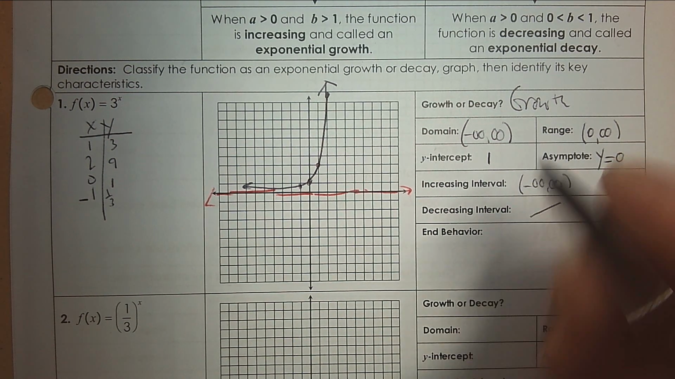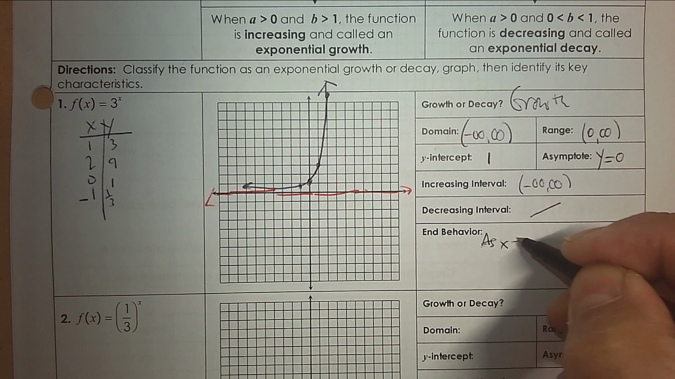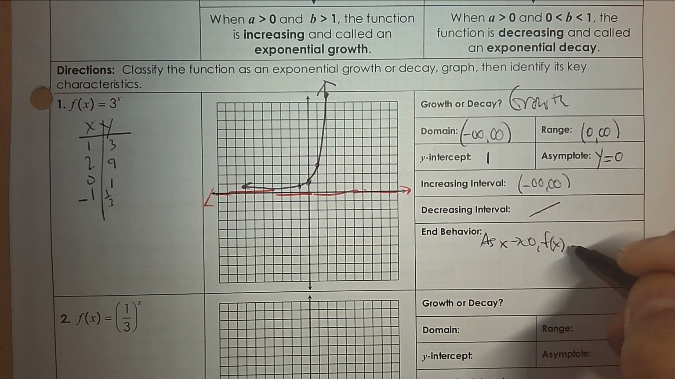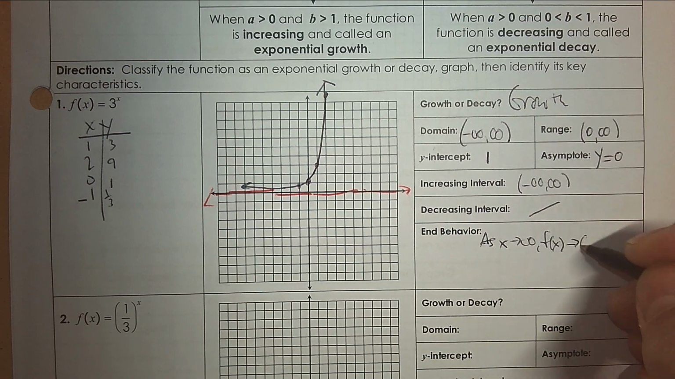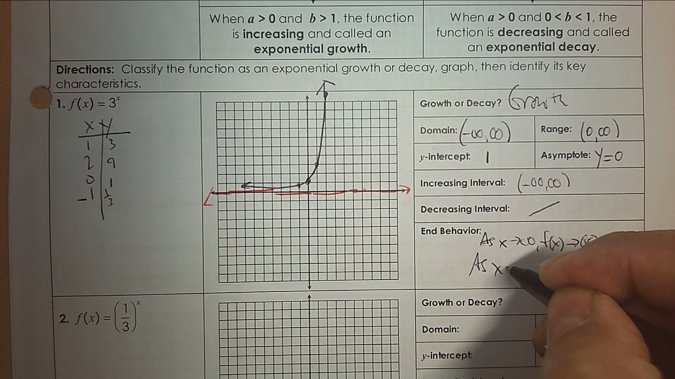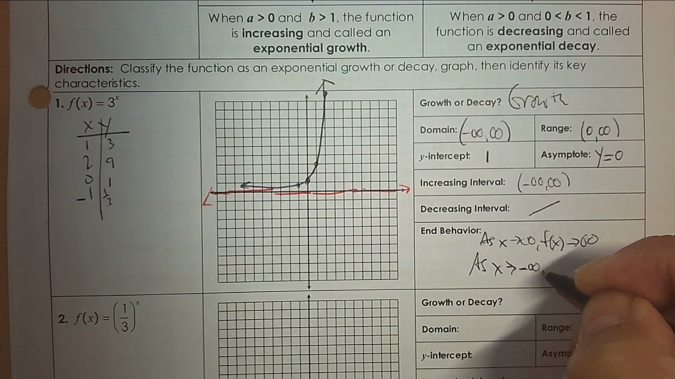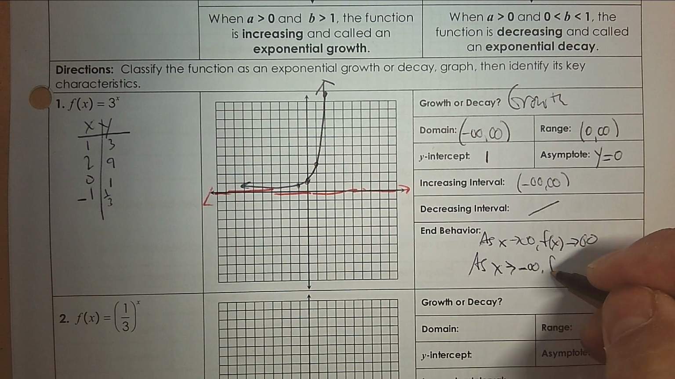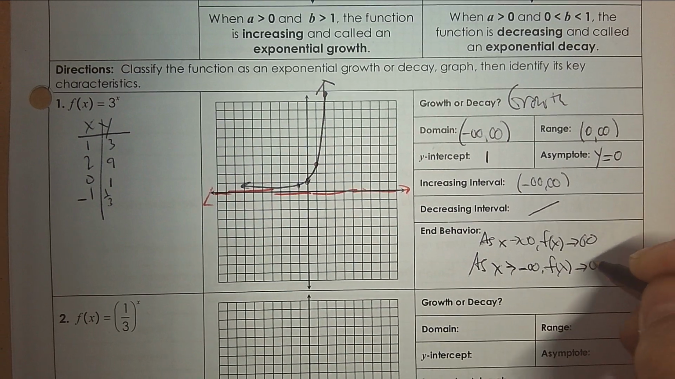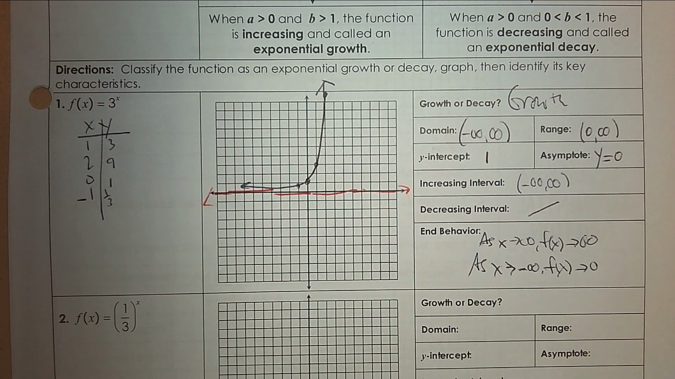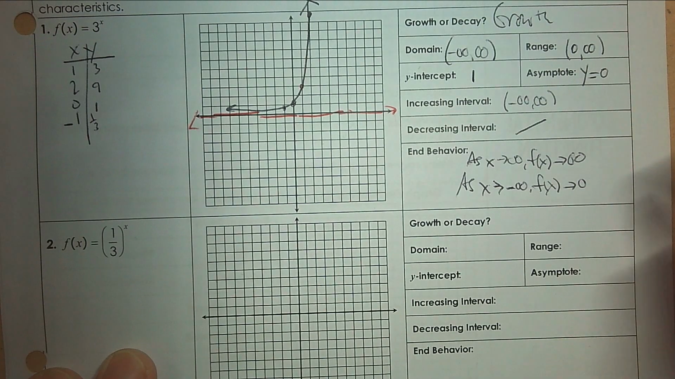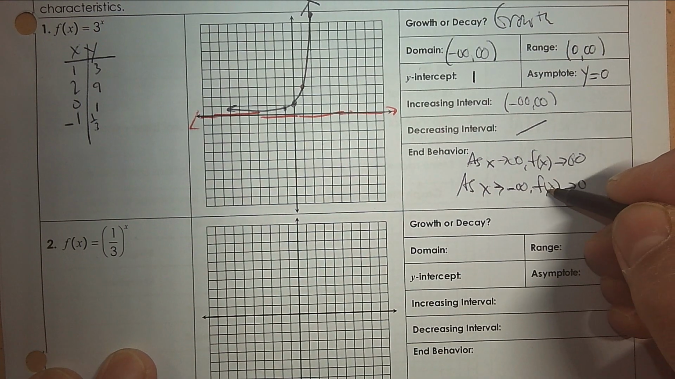Never. And then how do I write down the end behavior? As x approaches infinity, what does f of x approach? Infinity. As x approaches negative infinity, so x does go to negative, but what does the function approach then? 0. You got it. It says f of x. We got this? Let's do this.